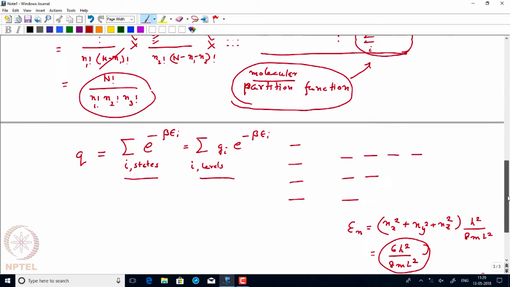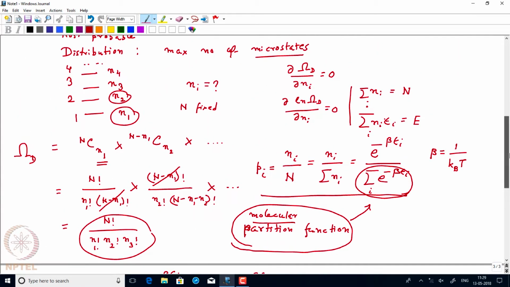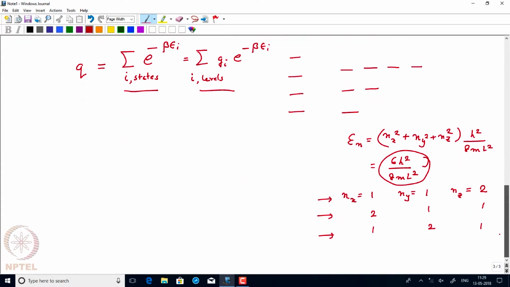Also, one important thing about the Boltzmann factor: if you remember the way we wrote it, the probability n_i by N is equal to e to the power minus beta epsilon i divided by q, where q is the molecular partition function. So we wrote it as n_i divided by capital N, or the probability, is nothing but e to the power minus beta epsilon i by q. That's another way of writing it.